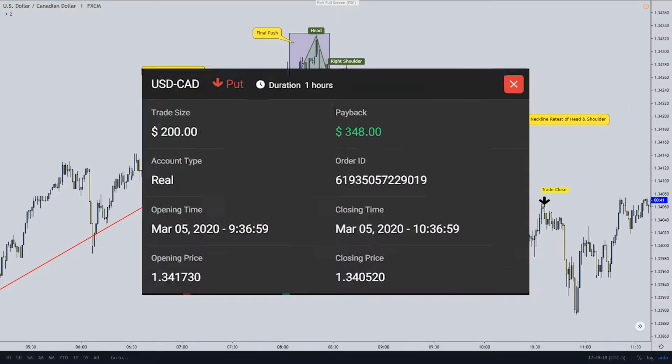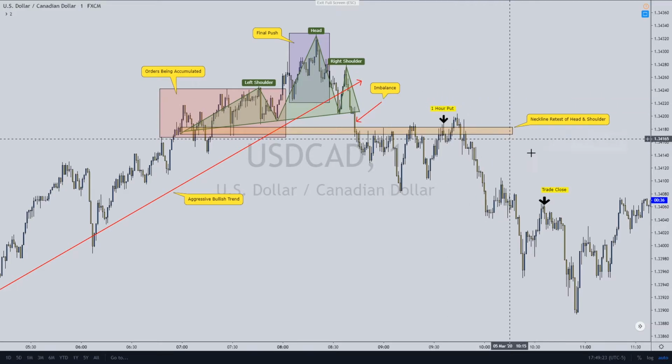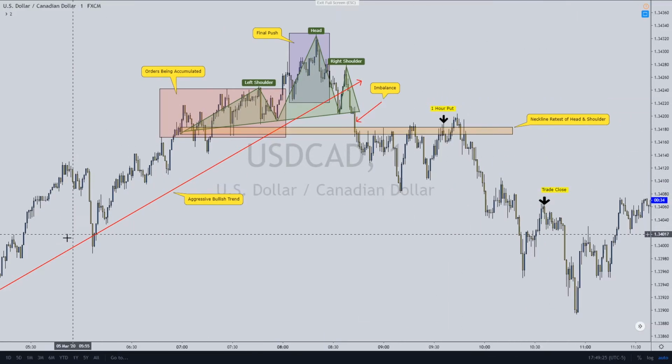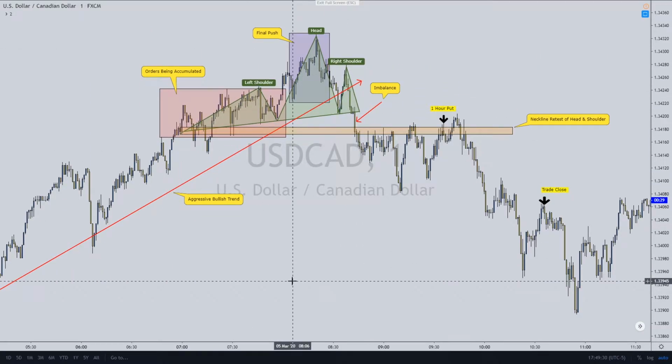We're going to be going over a trade I called out live for all of my clients on USDCAD. You can see that we took a 1 hour put right here and that our trade closed right here, and I went ahead and marked everything up on the chart. All the reasons why we were taking this trade.